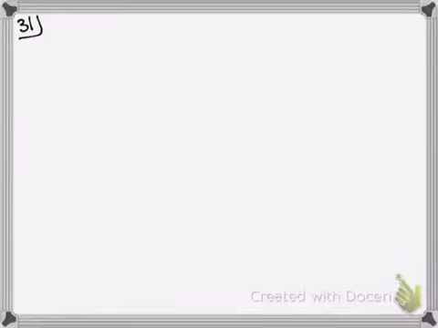So 31 is about a boat that's trying to cross a river. The river is moving at 3 kilometers per hour, and the boat we know can move at 20 kilometers per hour. And so we have this resultant vector that's going this way, and we don't know what that is yet, but we can find that pretty easily.